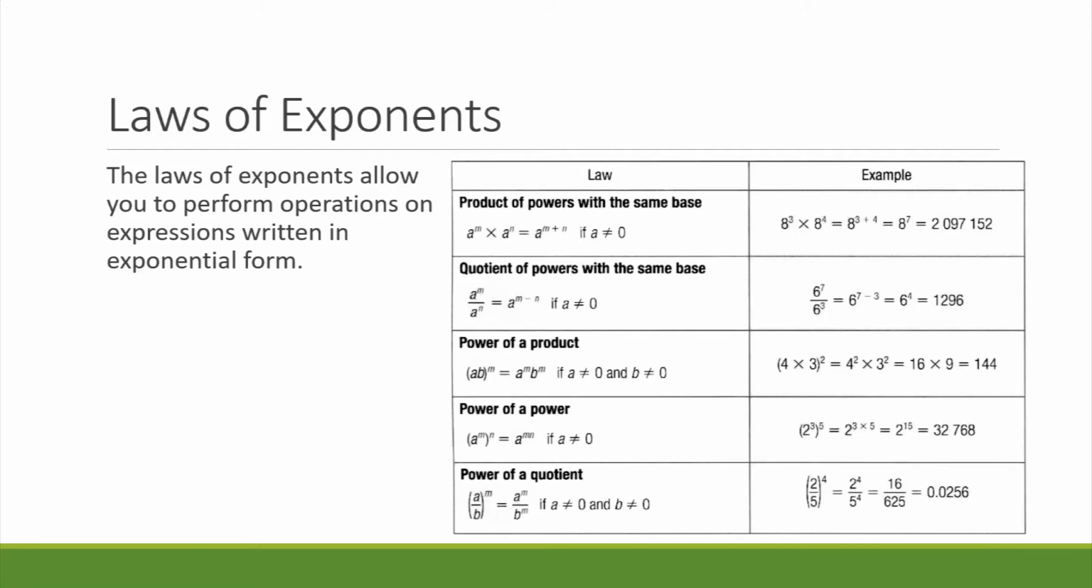2,097,152. The quotient of powers with the same base, so now in this case we're dividing where we've got the same base, so a to the m exponent divided by a to the n exponent. Now we subtract the exponents, so a to the exponent m minus n. Again, a can't be equal to 0. As an example, 6 to the exponent 7 divided by 6 to the exponent 3 is 6 to the exponent 4. We've simply subtracted 3 from 7 and we get 4.